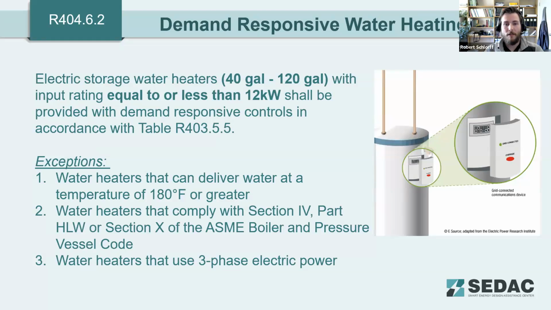Moving on to demand response water heating. So if you have an electric storage water heater from 40 to 120 gallons with an input rating of equal or less than 12 kilowatts, it shall be provided with demand responsive controls in accordance with section R403.5.5. There are some exceptions to this as well. Water heaters that can deliver water at a temperature of 180 or greater, water heaters that comply with section 4 or section X of the ASME boiler and pressure vessel code, and water heaters that use 3-phase electric power. So those are all exemptions.